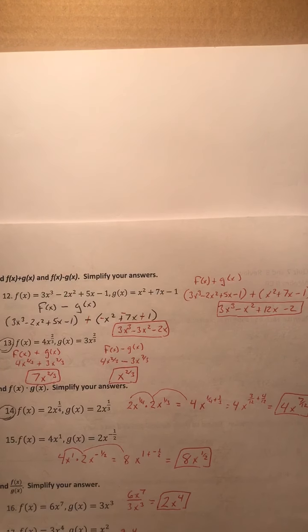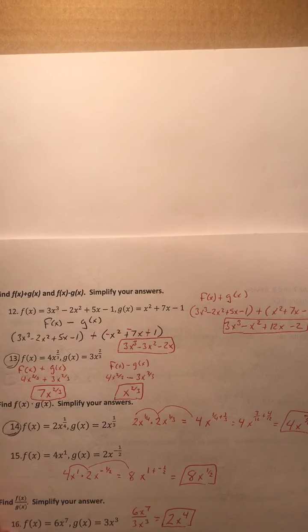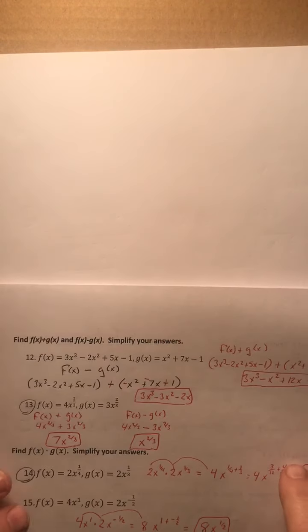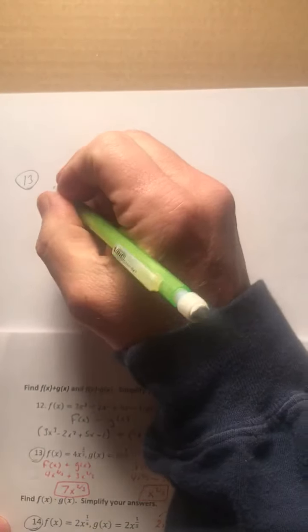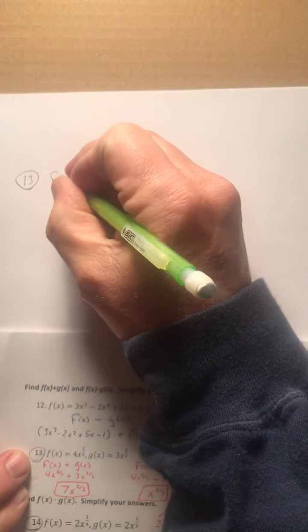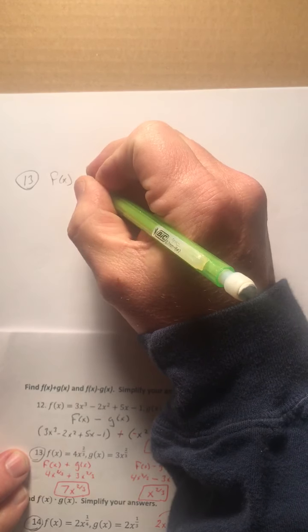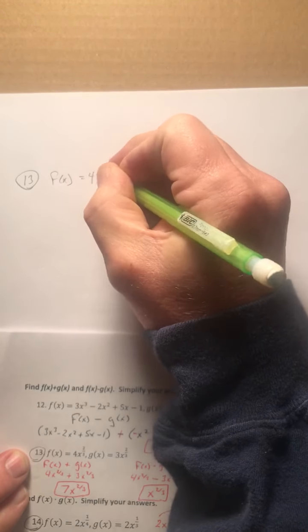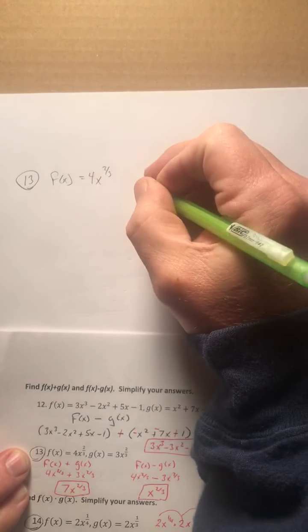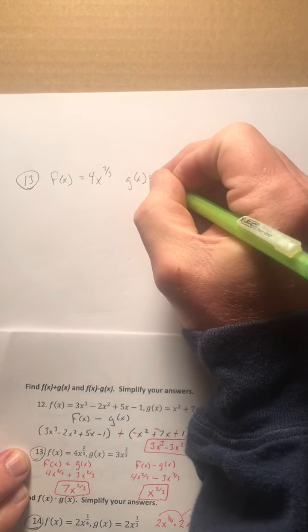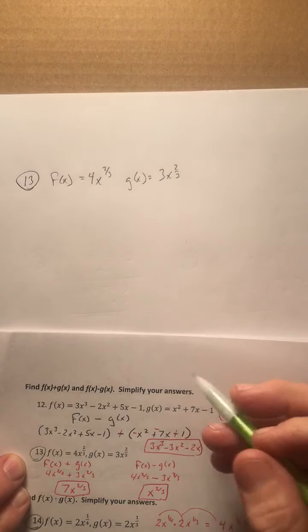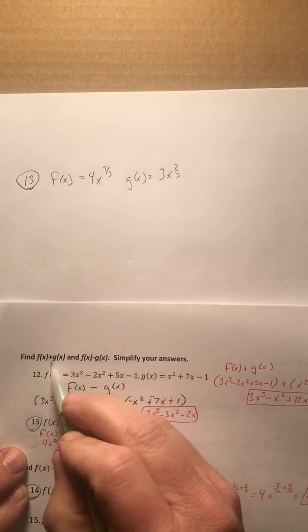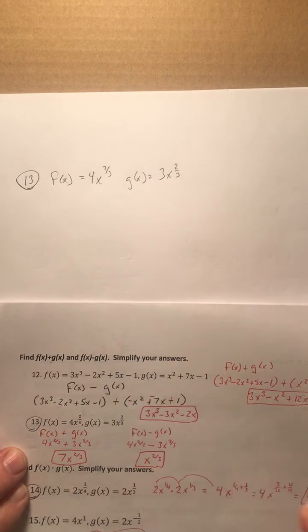Okay, so I had some questions on the review. Here is one of them, number 13. So 13 looks like this. f of x is equal to 4x to the 2/3 power, and g of x is equal to 3x to the 2/3 power. So we have to do two things. We have to find f of x plus g of x and f of x minus g of x.